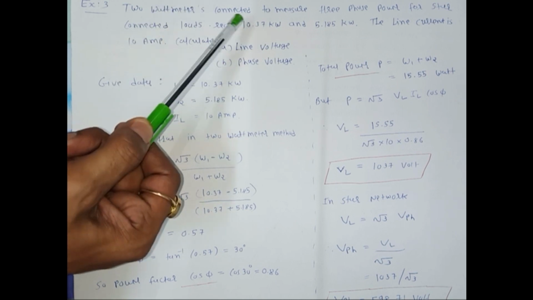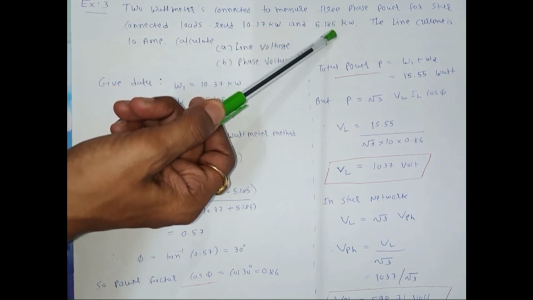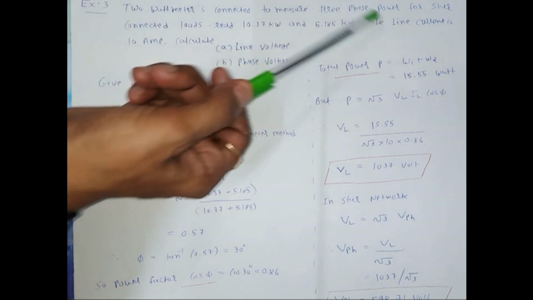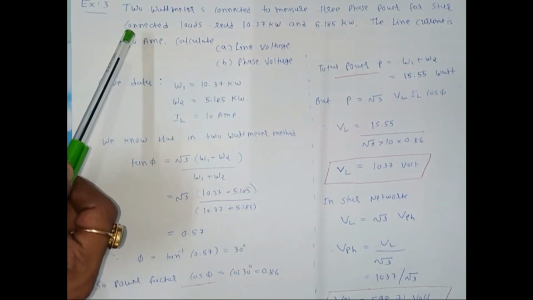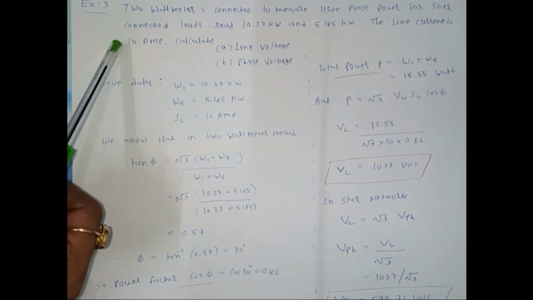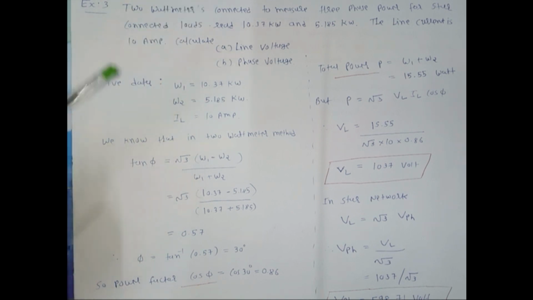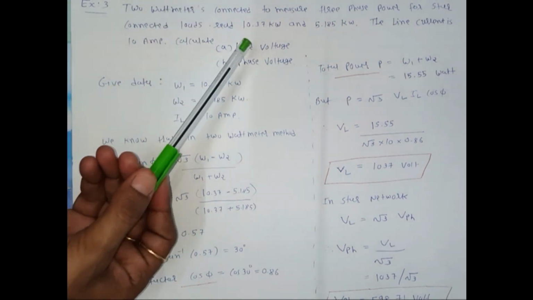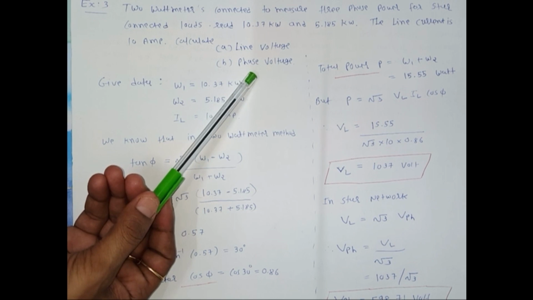These two wattmeters, W1 and W2. The line current is 10 ampere. Line current is given, it is 10 ampere. Calculate line voltage and phase voltage.